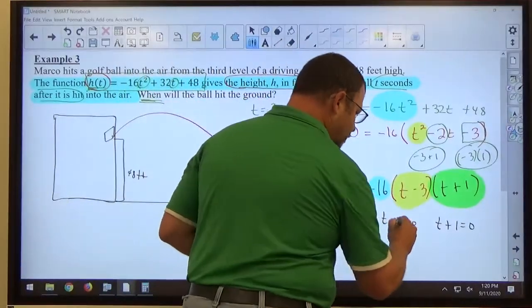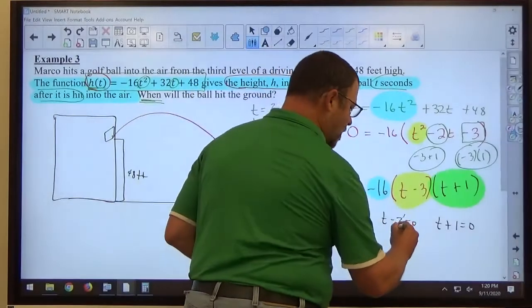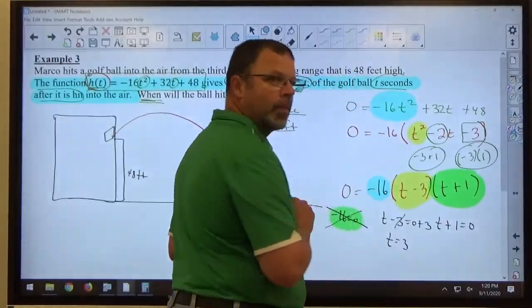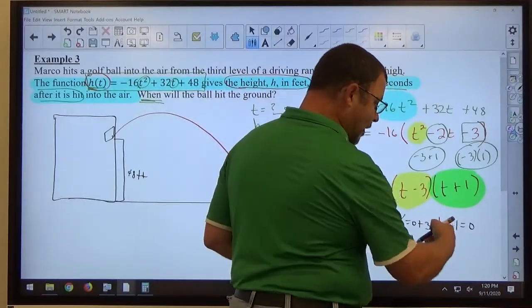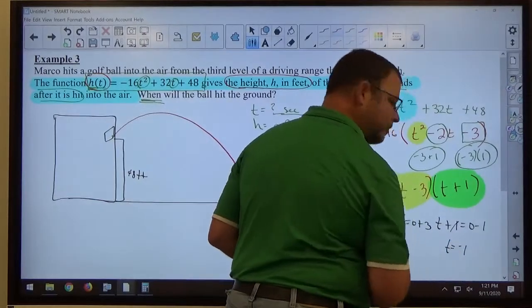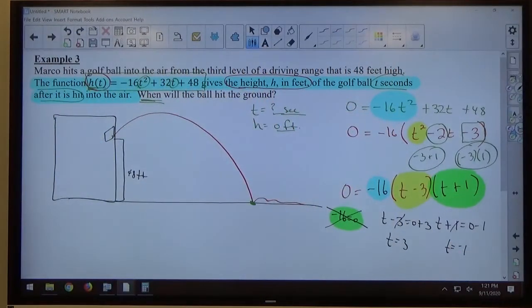T minus 3 equals 0. This has a variable in it, so this is an open sentence. This has an answer. We chop the negative 3 off, make it positive 3. T equals positive 3. And then t plus 1 also has a variable in it, so chop the 1, move it over, make it negative 1, so t is equal to negative 1. So the answers to the question they're asking us, when does the ball hit the ground, would be positive 3 seconds and negative 1 second after the guy hits the ball.